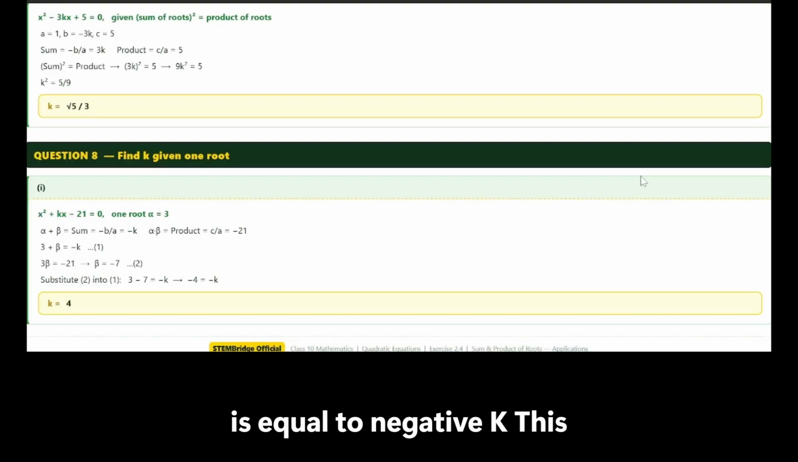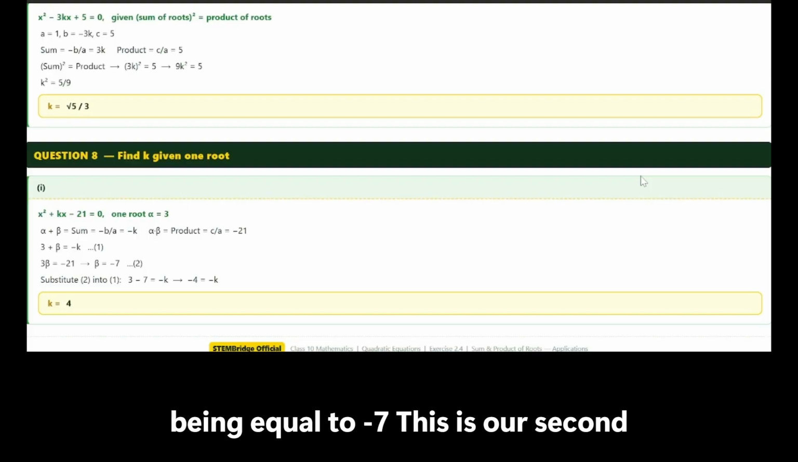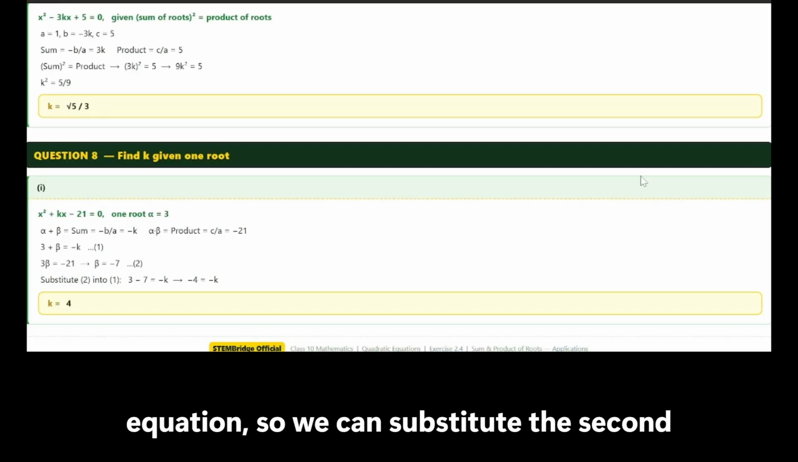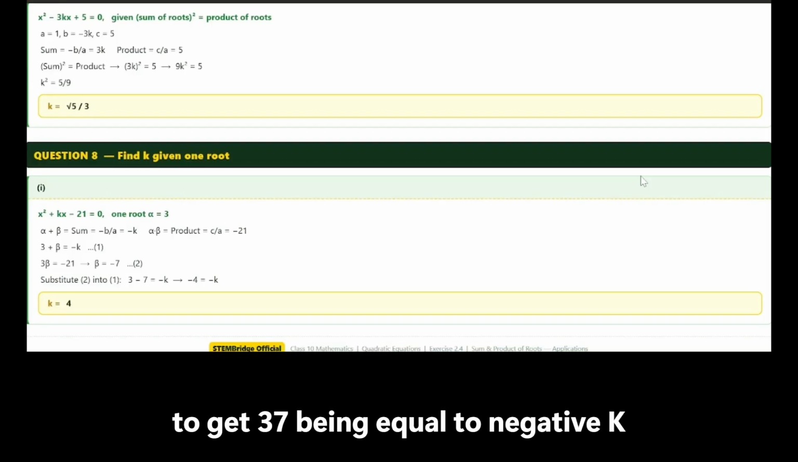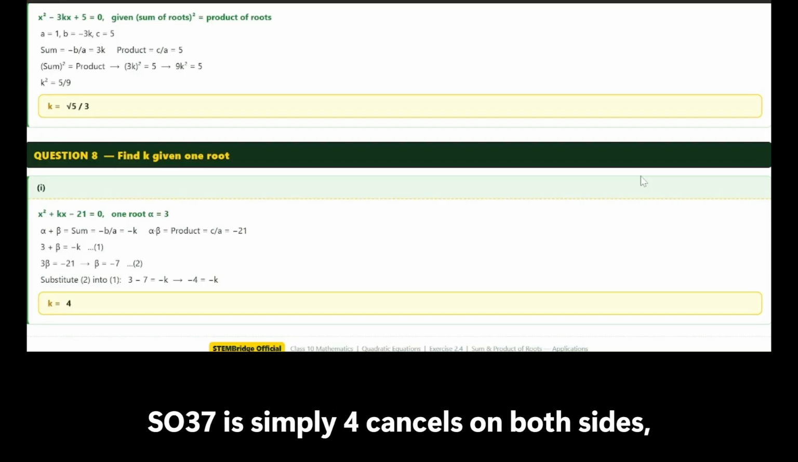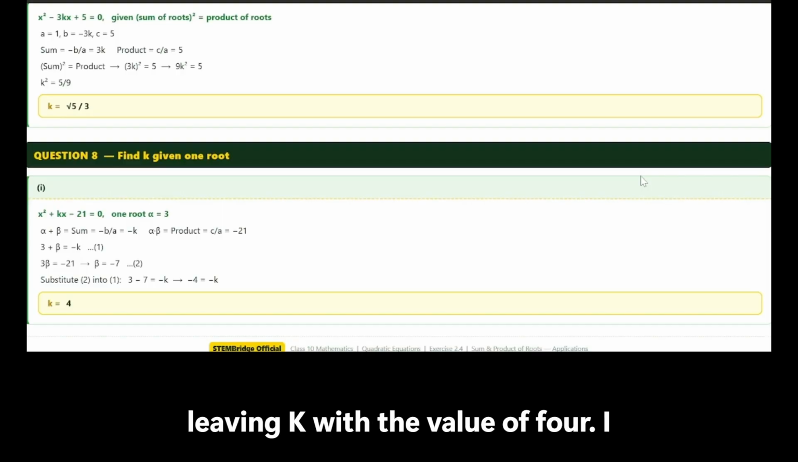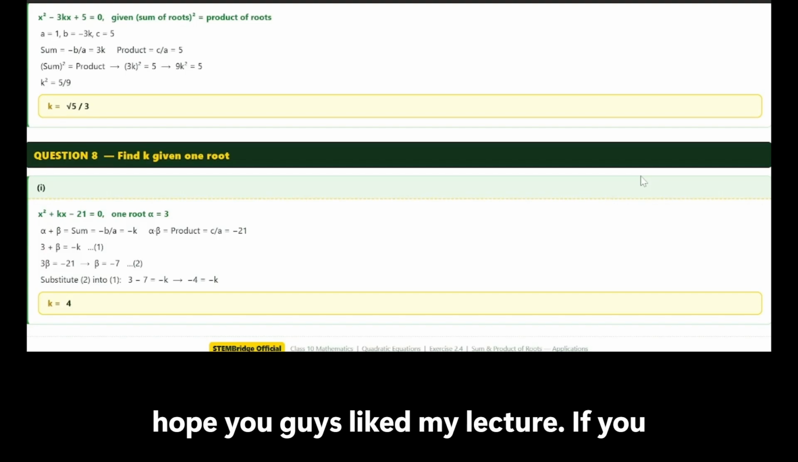Here we have 3 plus beta is equal to negative k. This will be our first equation. So 3 beta is equal to minus 21, beta being equal to minus 7. This is our second equation. So we can substitute the second equation into the first equation in order to get 3 minus 7 being equal to minus k. So 3 minus 7 is simply minus 4. Minus cancels on both sides, leaving k with the value of 4.